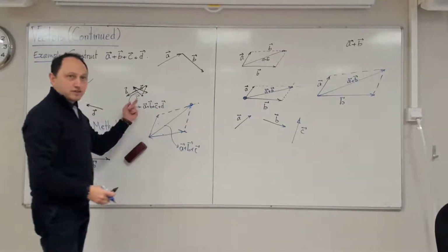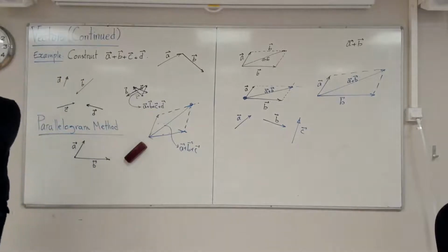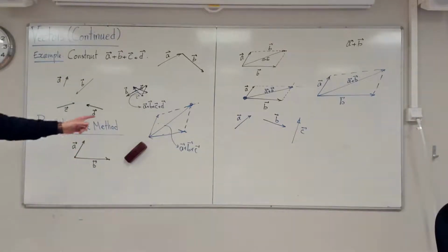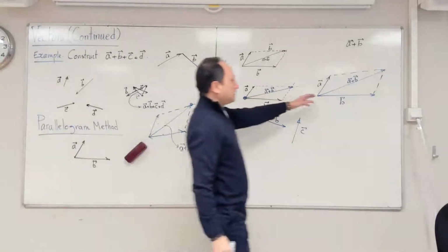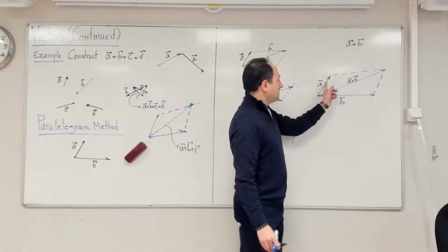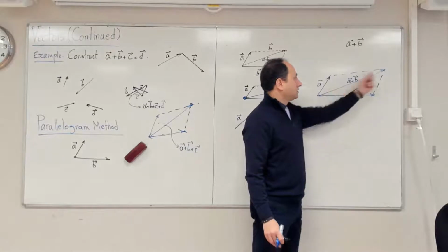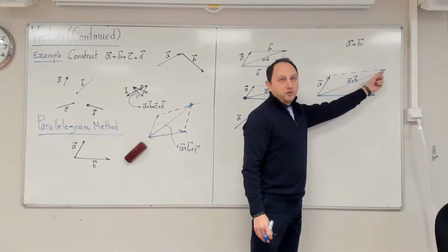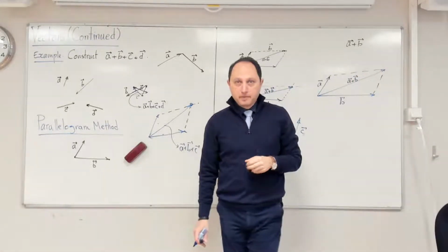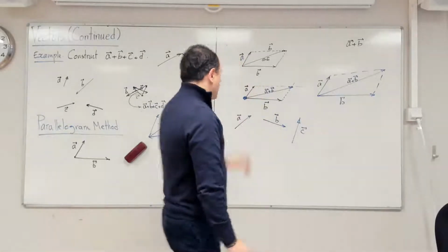This is a much, much faster way of doing that. But it's very important to understand that if I give you a parallelogram, and this is a vector A, this is a vector B, you should immediately realize that this diagonal of the parallelogram plays the role of A plus B. This is something that you need to know.